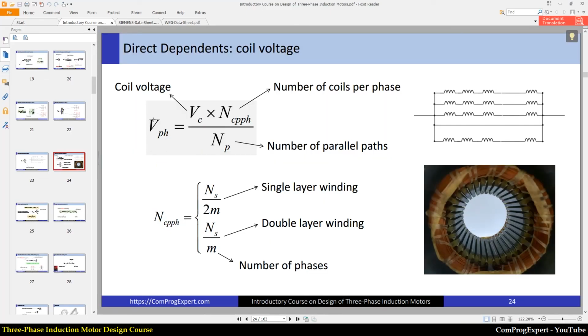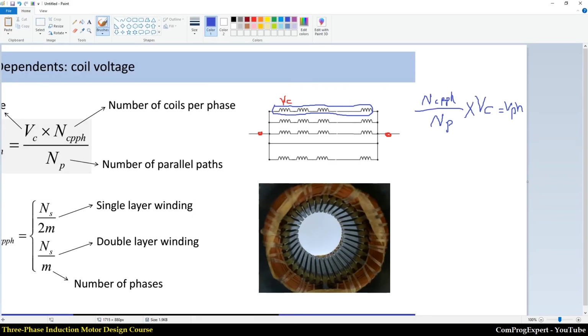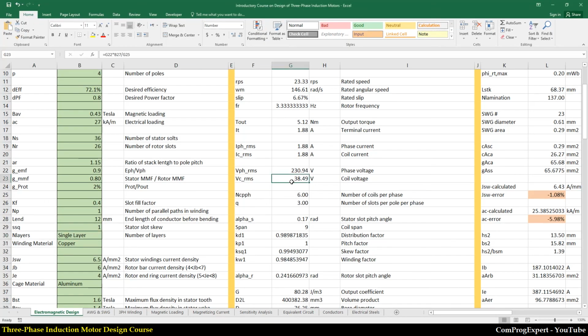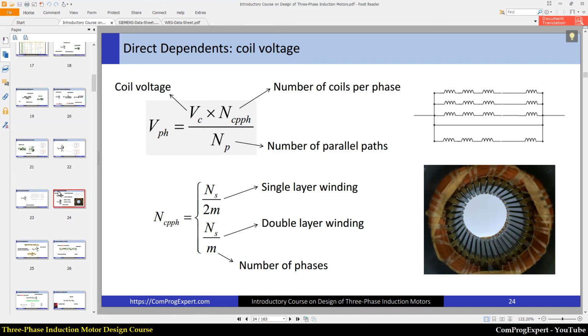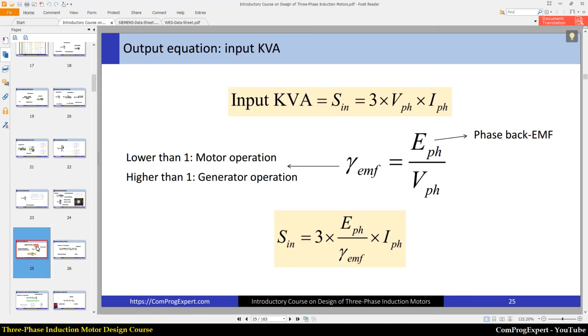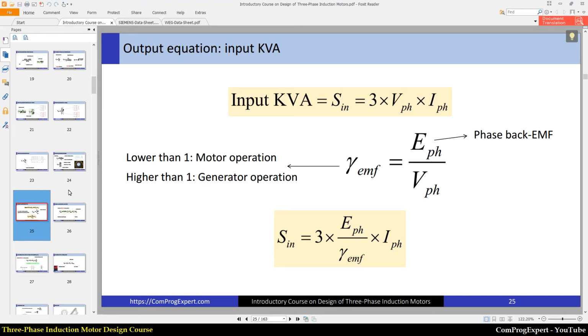In this equation, we know the value of phase voltage, we know the value of NP, we know the value of NCPPH, so we can calculate the coil voltage. You can see the value of coil voltage here, that is around 38 volts, right? So till now, we calculated a number of direct dependent variables, right? And from the next video, we will work on the motor output equation. We will derive the output equation, and we will start motor sizing, right?